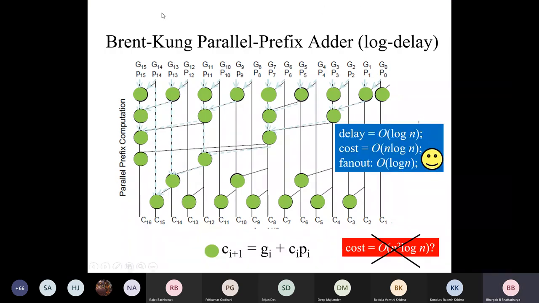As far as these tree-based adders are concerned, people thought, can we further reduce this fan out? It's still log n, but can you have a constant amount of fan out and still achieve the same delay and cost?